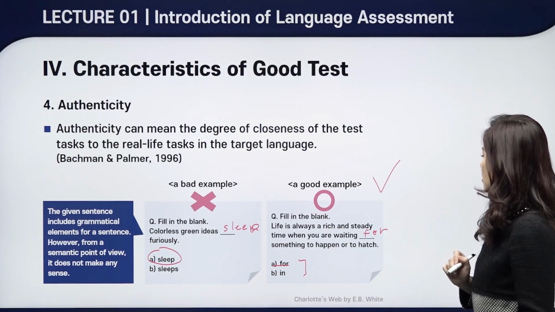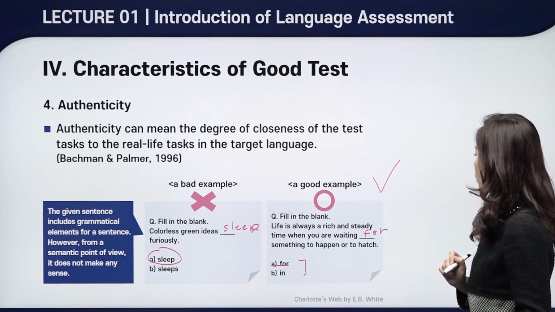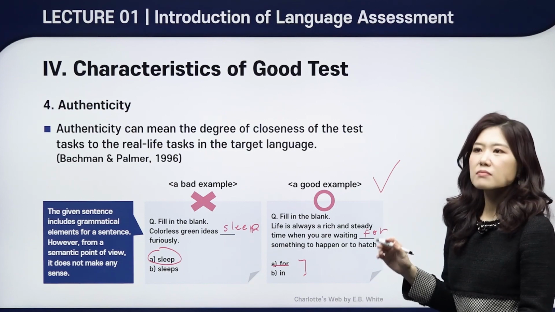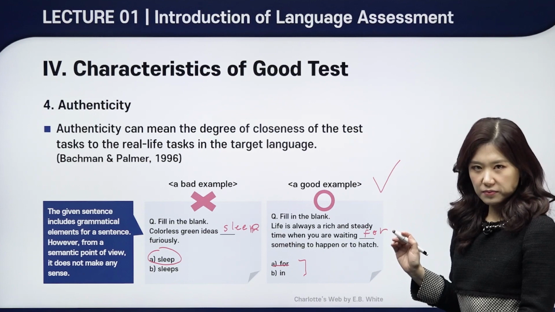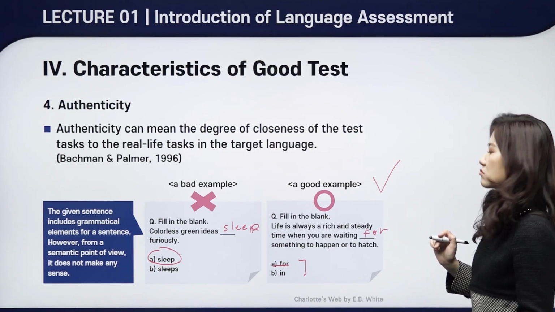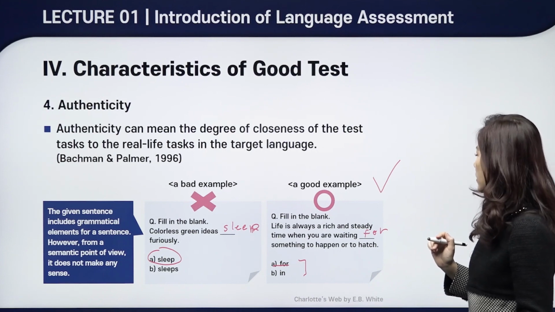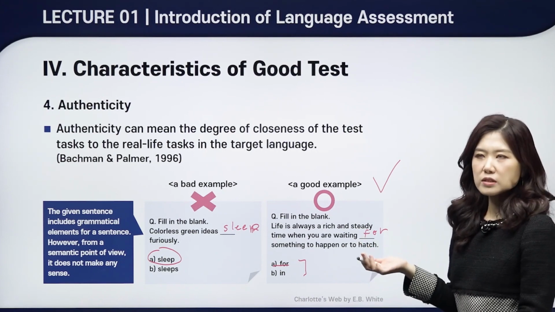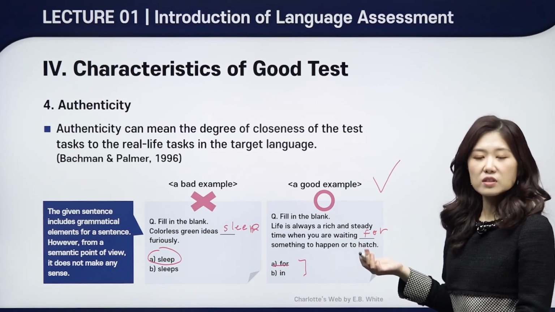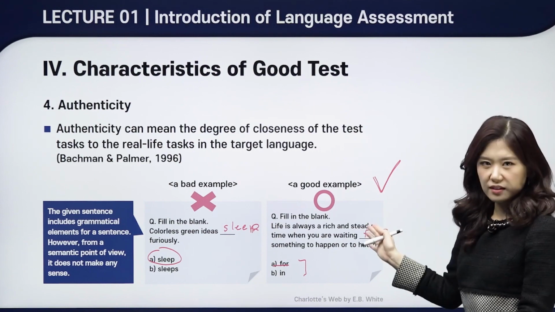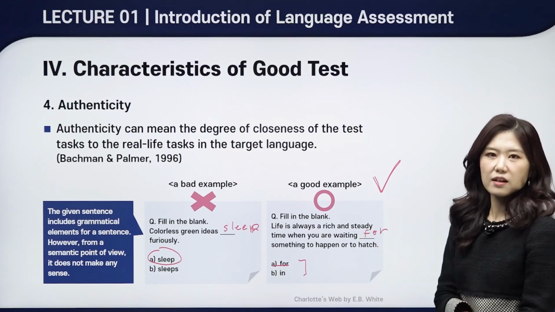Life is always a rich and steady time when you're waiting for something to happen or to hatch. Grammatically, yes, this sentence is correct. And semantically, does it make sense? Yes. Life is always rich and steady when you're waiting for something to happen or hatch. Yes, so it's a sentence that we would actually use in real life. So this is a good example because it's authentic and semantically correct as well.